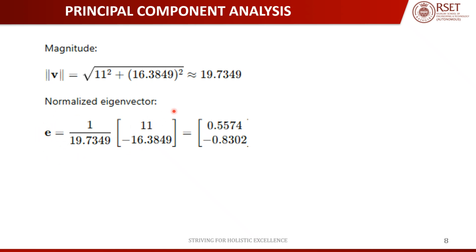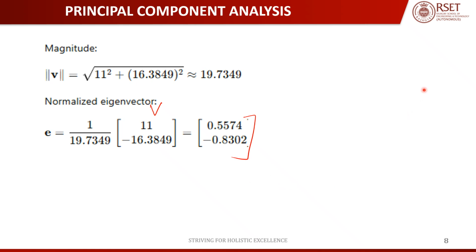For that, you have v here, and then what you do is just divide each entry by this norm. Divide 11 by 19.7349 and you have the value 0.5574, and you divide negative 6.3849 by 19.7349 and you have the value minus 0.8302. So this is your E.